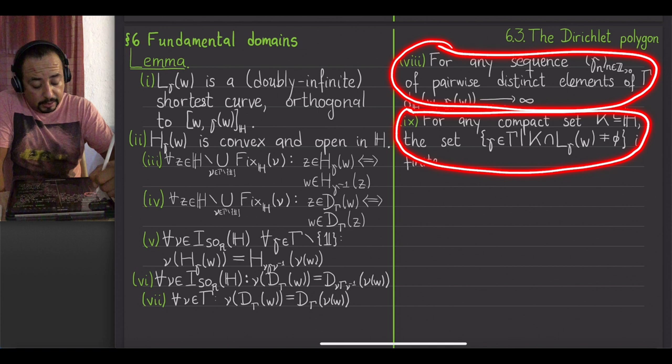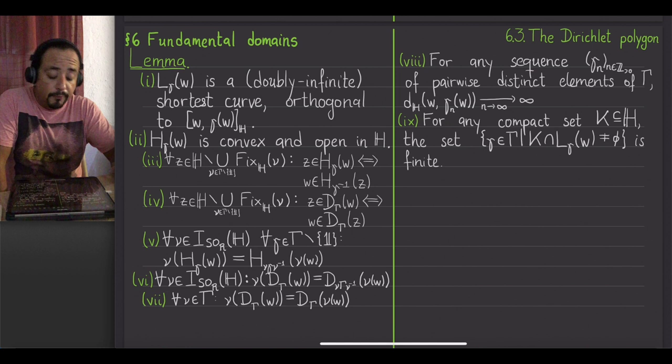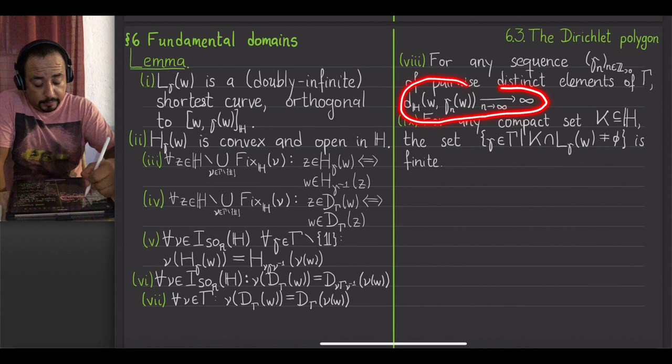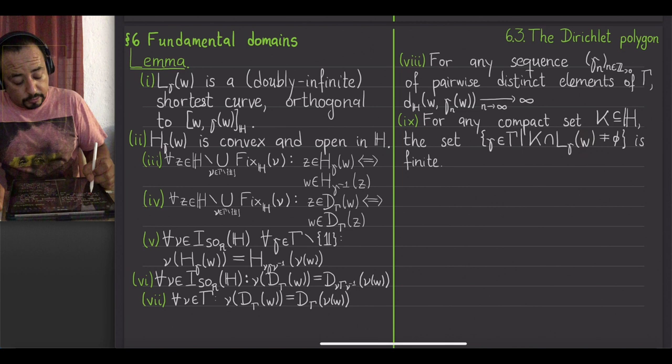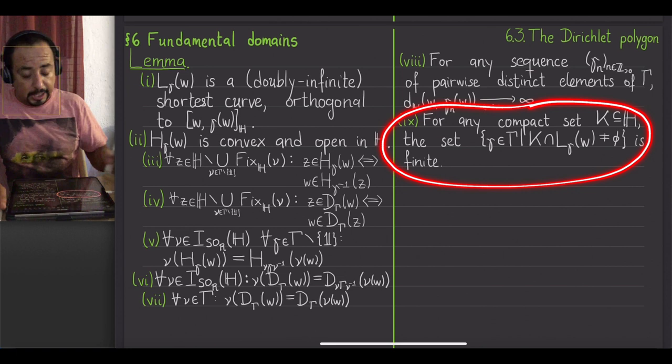The hint maybe is to consider the distance from W to this shortest curve, or if you will, the infimum of the distances from W to the points in this set. And then use this, because the distance from W to this set should be half of the distance from W to gamma of W. That's where you apply eight in order to reduce nine. I leave it for you as an exercise.